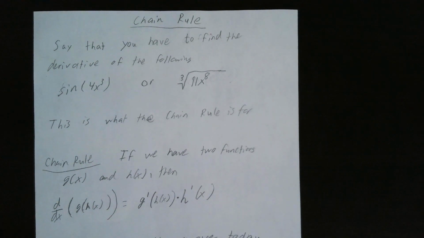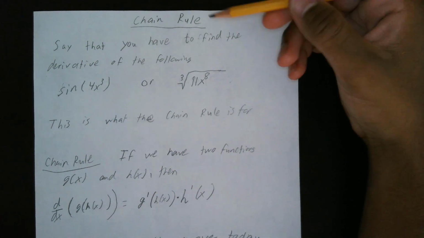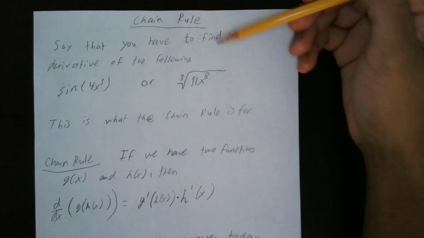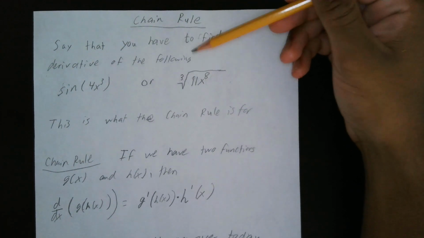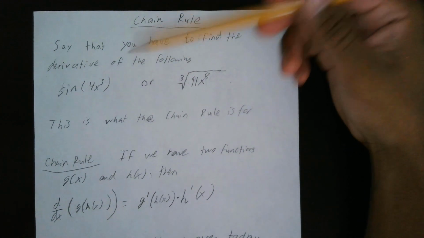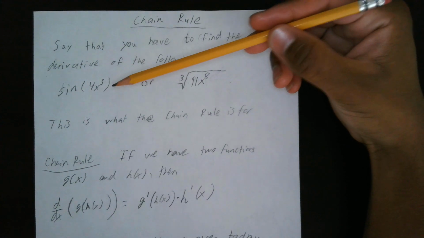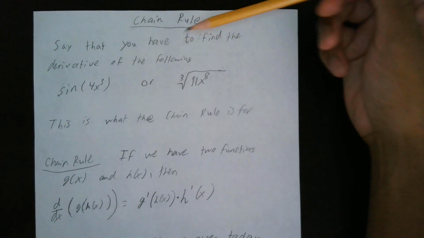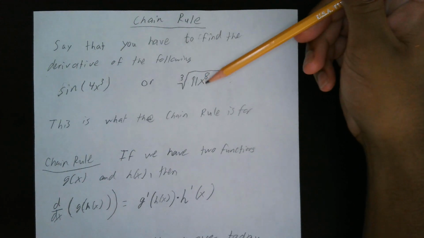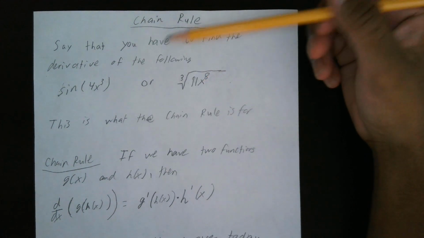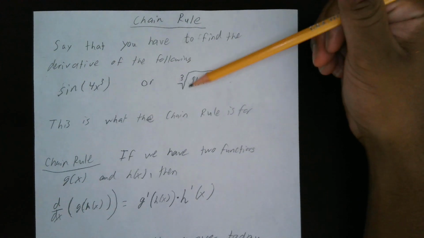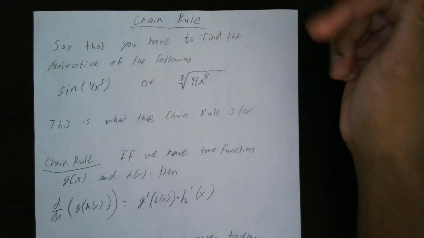Today, we'll be going over the chain rule, and this is going to be one of the important things that you learn in calculus. It'll show you how to take the derivative of some more complicated functions. Say you have to find the derivative of sine of 4x to the third, or the derivative of the cubic root of 11x to the eighth. This is what the chain rule is going to do. It's going to help you find the derivative of these kinds of functions.